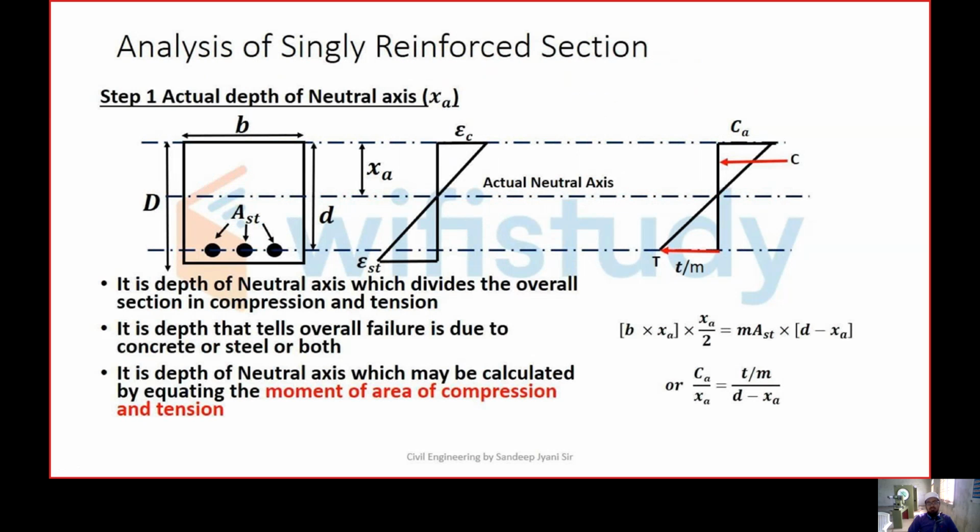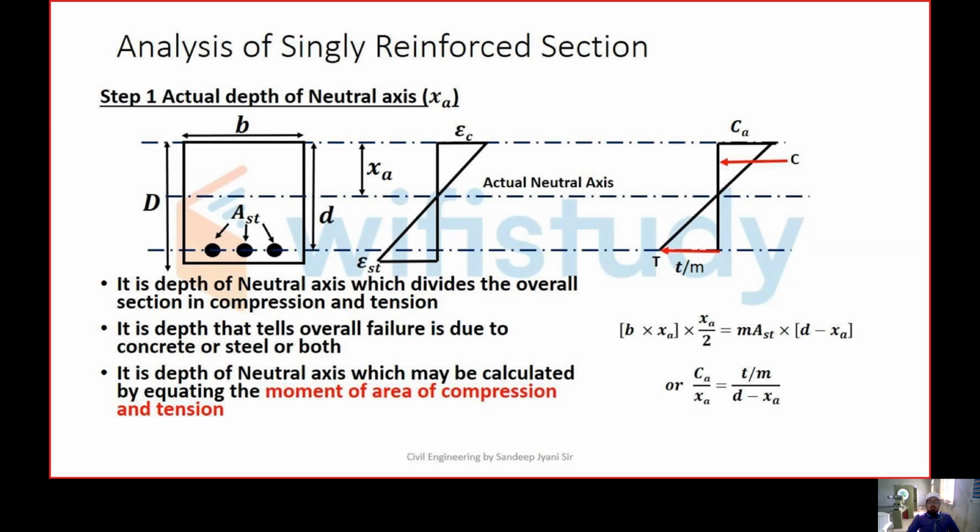And coming to the actual depth of neutral axis, that is XA. What is the depth of neutral axis? It is the depth of neutral axis which divides the overall section into compression and tension. That means what portion is subjected to tension, and what other portion is subjected to compression. So that depth indicates the actual depth of neutral axis.